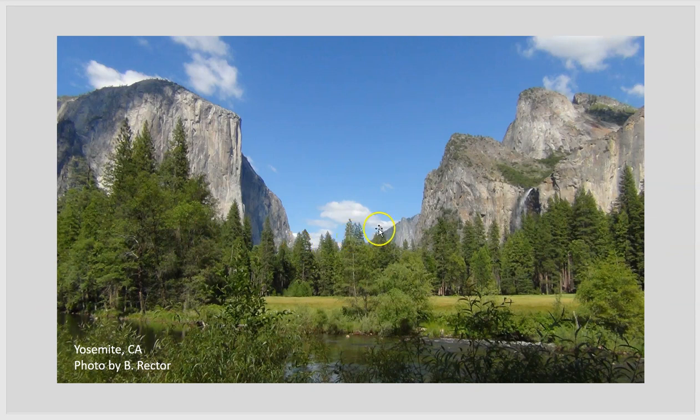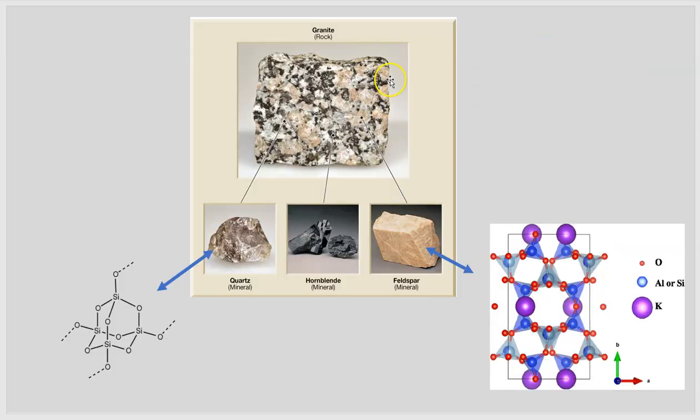What do we mean by rock? What is a rock? Well, here's Yosemite, and here's El Capitan. This is granite, right? So what is granite? Here's a picture of a lump of granite here, and you see it has different kinds of colored regions all mashed together. Well, these different colored regions are different minerals: quartz, hornblende, feldspar.